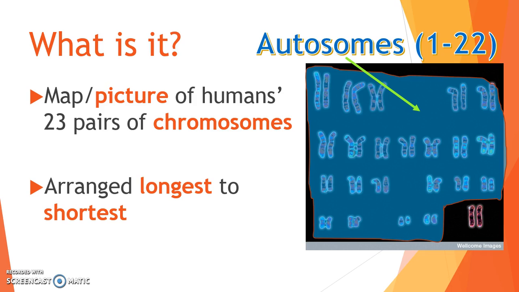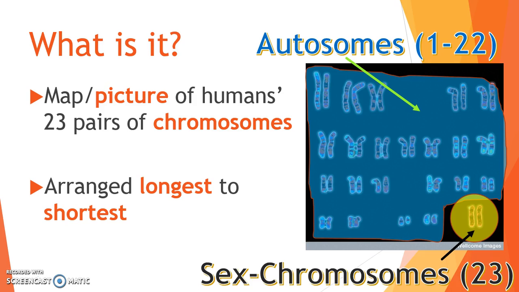And those autosomes are going to include genes for traits such as hair color, your height, whether your earlobes are attached, and those types of things. The last pair, although they are not the shortest, is going to determine your sex. They're called your sex chromosomes, and they will also include genes for traits such as hemophilia, color blindness, and baldness.